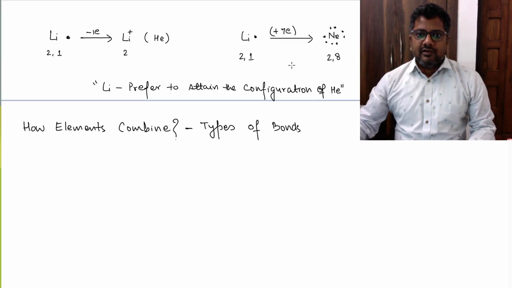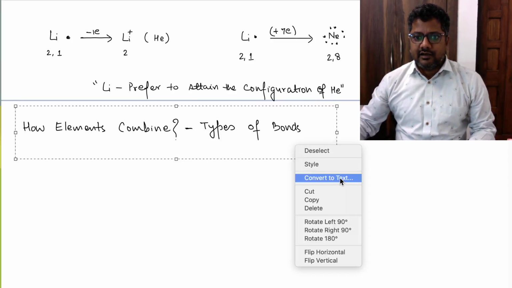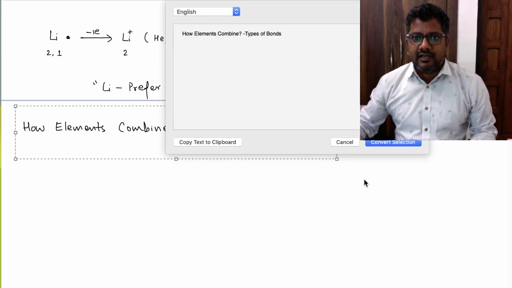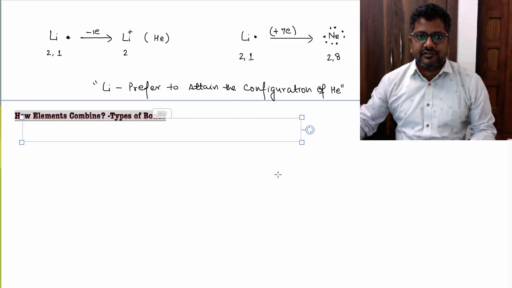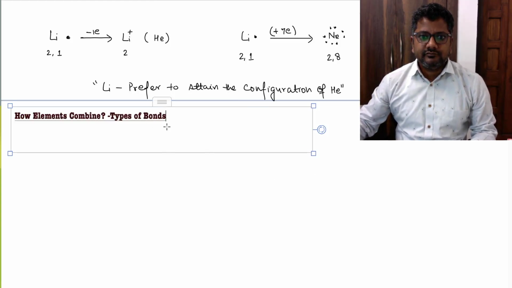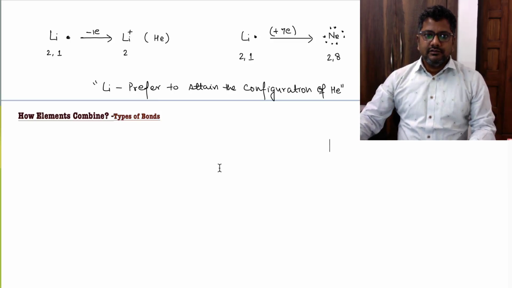So now all of you are clear that on the basis of the process of combination, we have different types of bonds or chemical bonds, right? So how these elements are combined, and on the basis of that we have different types of bonds, right?